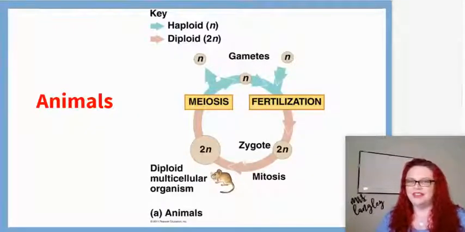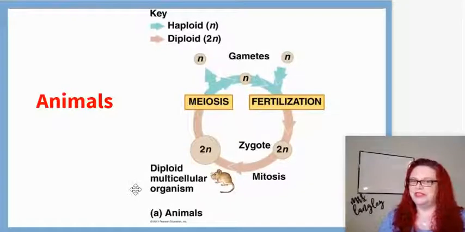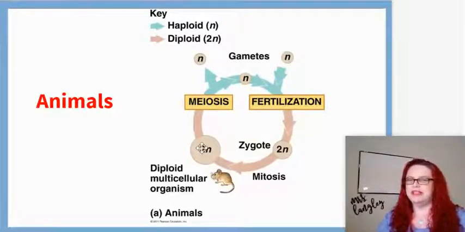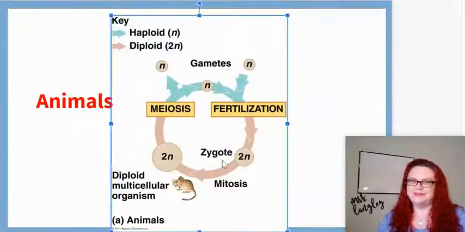So here's our life cycle in a diploid multicellular organism. Here we have a mouse. So this mouse is going about its 2N life. Then we have meiosis occur, and this creates our gametes, eggs or sperm. It combines with another gamete for fertilization, and then mitosis takes place. Then it goes back to meiosis, fertilization, mitosis.